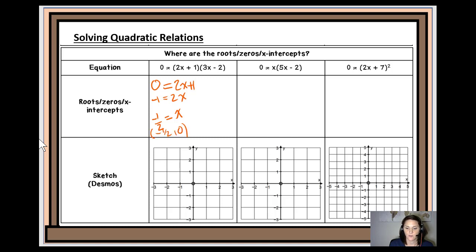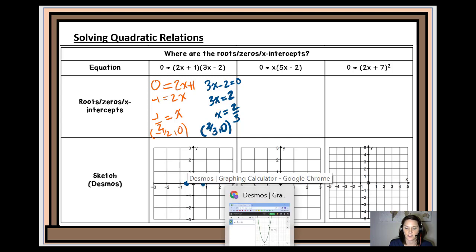In the second factor, we're going to set 3x - 2 equal to 0. Adding 2 to both sides, we get 3x is equal to 2, and then again we divide by 3, so x is equal to 2/3, or in other words the coordinate (2/3, 0). I can put those points on the grid, at (-1/2, 0) and (2/3, 0), and then we can head over to Desmos quickly and make a sketch.